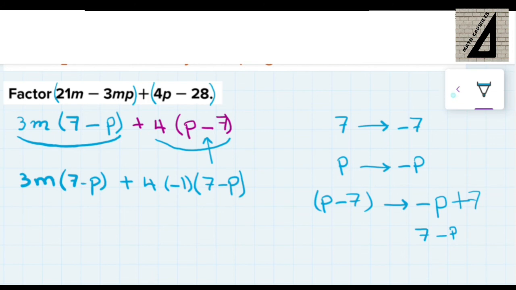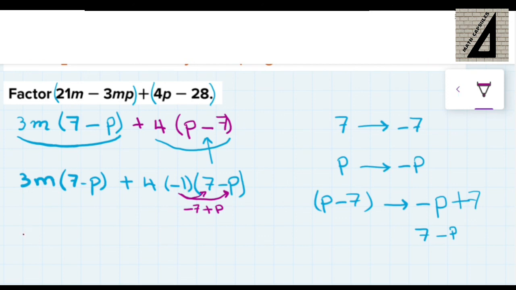Now let us check if I'm correct or not. If you multiply negative 1 times 7, it will be negative 7. And if you multiply negative 1 times negative p, it will be positive p, which is p minus 7. This is the original. So I did not change the term, but I changed the way I wrote it by taking a negative 1 as a common factor.